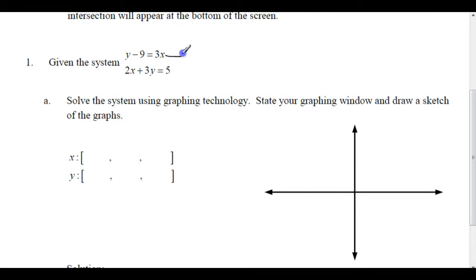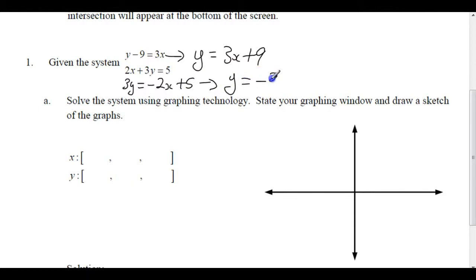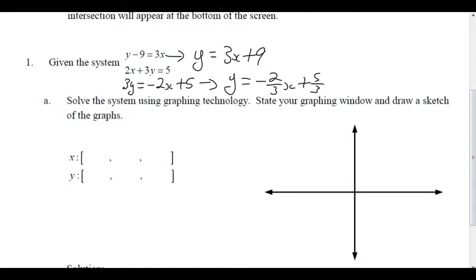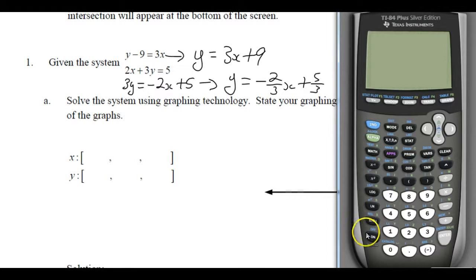So these must be rewritten to be y equals. So this is 3x plus 9. This has to be rewritten. So it's going to be 3y is negative 2x plus 5. So it'll be y equals negative 2/3 x plus 5/3. Okay, let's put those in, whoops, I wanted the graph.